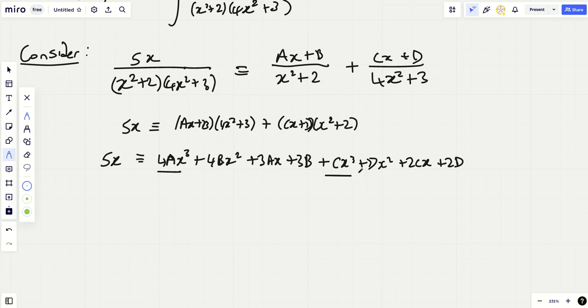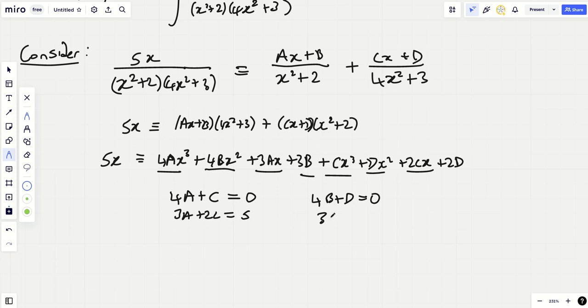Okay, let's look at the x cubes. 4a plus c is 0. Let's look at the x squareds. 4b plus d is 0. Let's look at the x's. 3ax plus 2cx equals 5. Ooh, excitement. 3a plus 2c equals 5. And then the last one, 3b plus 2d equals 0.